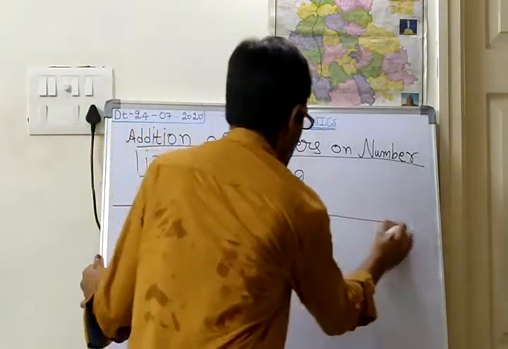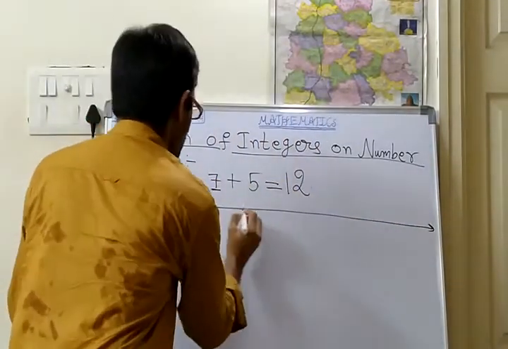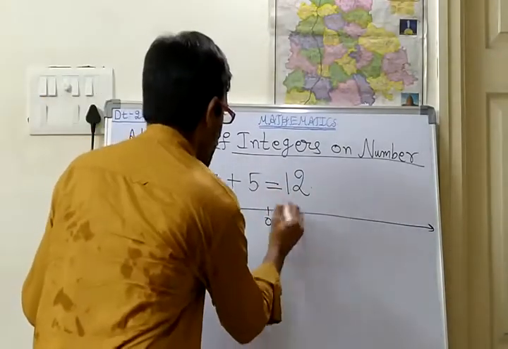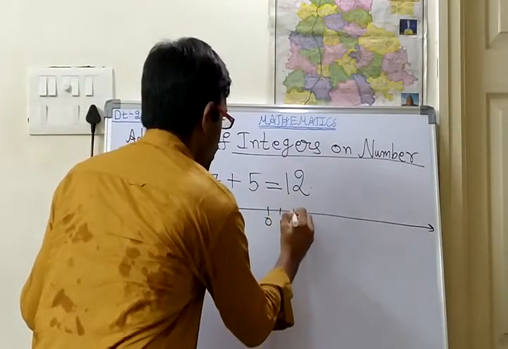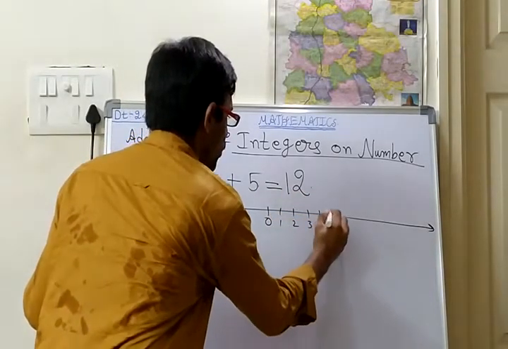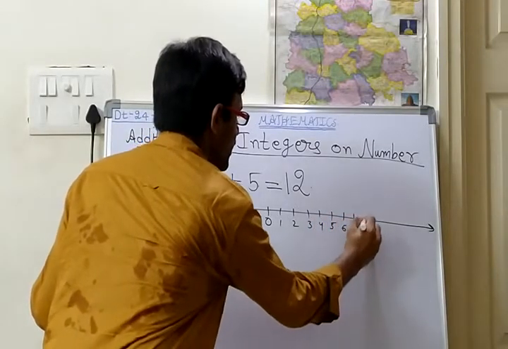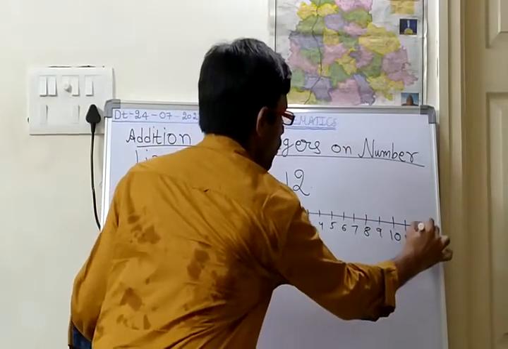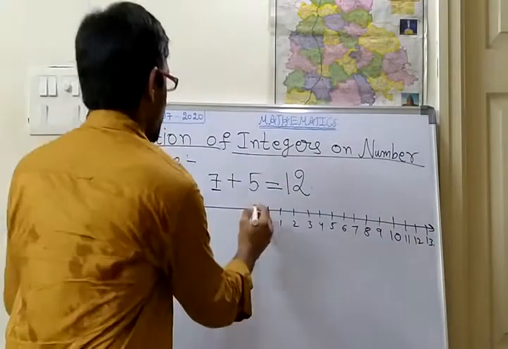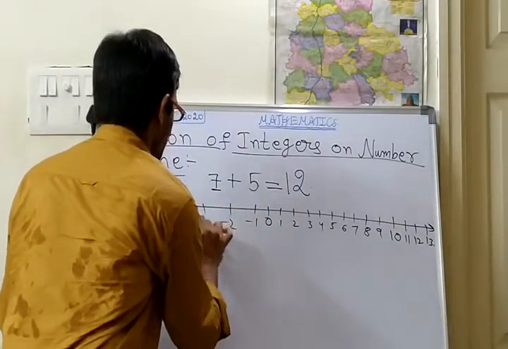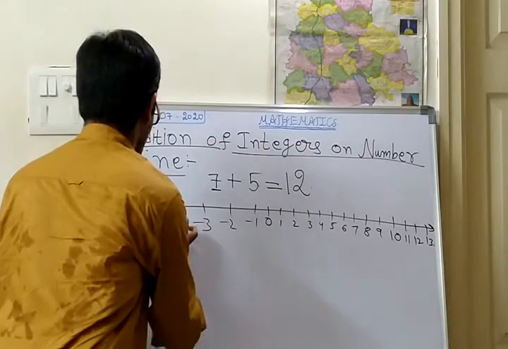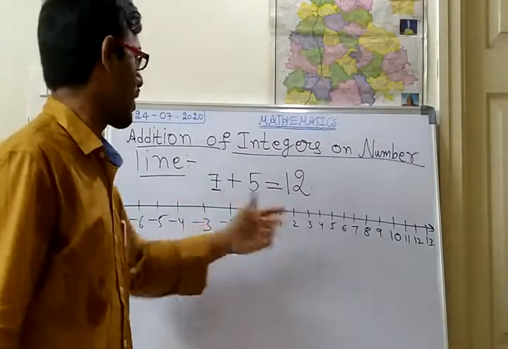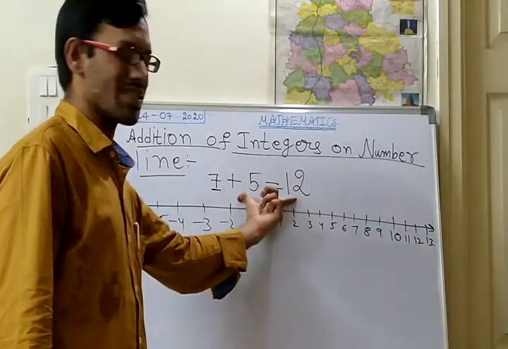On that number line, first take this as 0. After 0, you should take 1, 2, 3, 4, 5, 6, 7, 8, 9, 10, 11, 12, 13. This side minus 1, minus 2, minus 3, minus 4, minus 5, minus 6, minus 7. So this is a number line, and on this number line we have to do this addition.